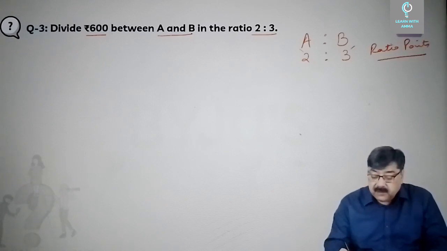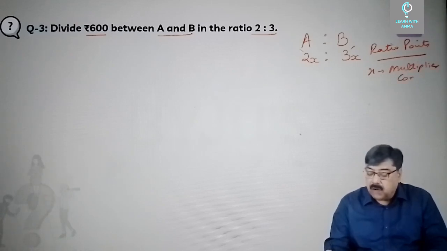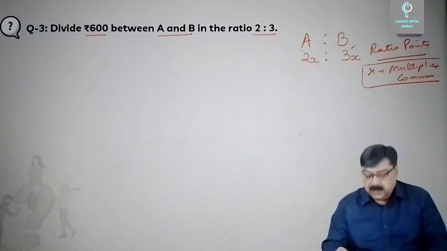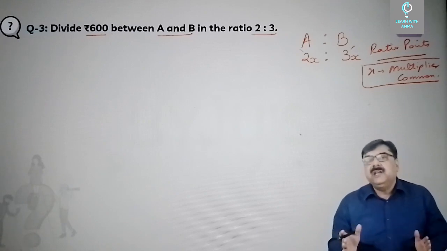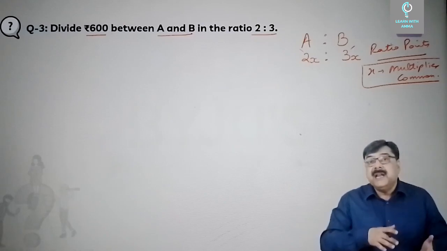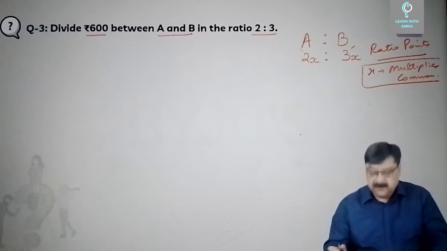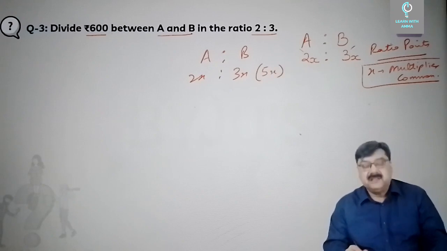Alright. The actual figures will be 2x and 3x, where x here is the multiplier, which is a common multiplier. So when 2 and x are multiplied and 3 and x are multiplied, then we get the actual figures. Otherwise 2 is to 3 is just indicative of how many times A is included in B. So A is to B is 2x is to 3x. The total here comes out to be 5x.